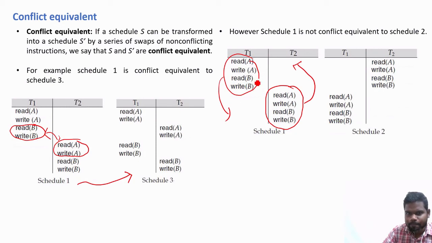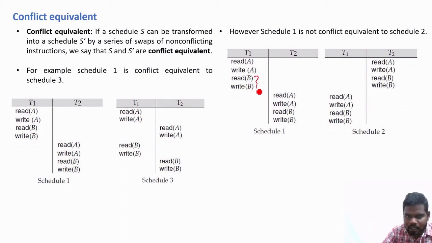In this particular example, read B and write B can be easily swapped with read A, write A, because they are non-conflicting instructions working on different data items. But take the example of write B. Write B cannot be swapped with read B. These two instructions belong to different transactions T1 and T2, and they are working on the same data item, that is B, and one of them is a write operation. So it cannot be swapped.